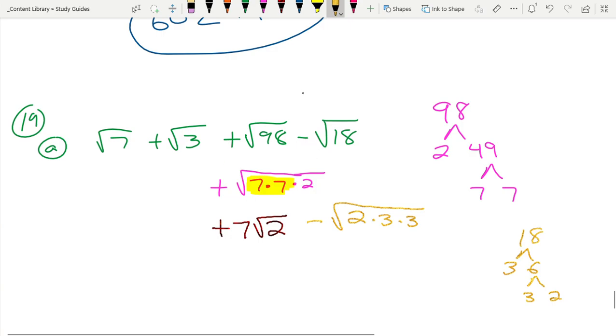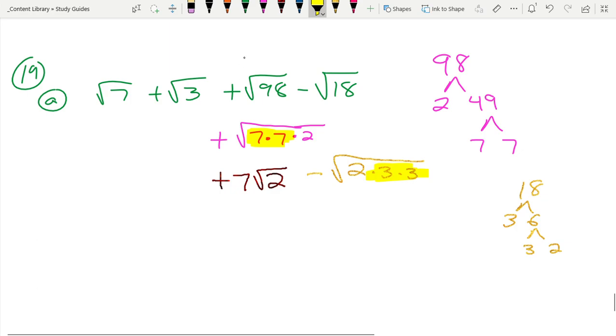Now look for numbers to multiply to get something that you know the square root of, like 3 times 3. 3 times 3 is 9, and the square root of 9 is 3. So now you have minus 3 root 2. You have your plus 7 root 2. You had your plus root 3, and you had your root 7.